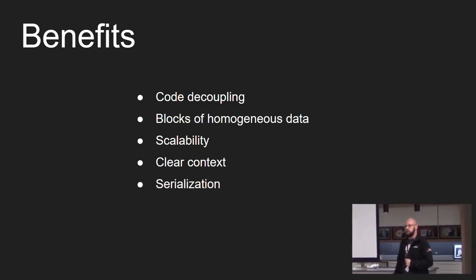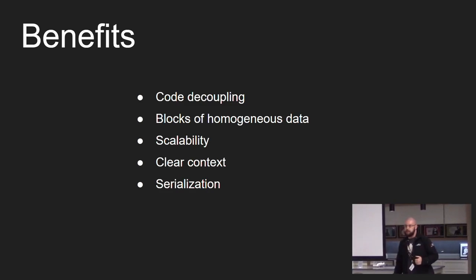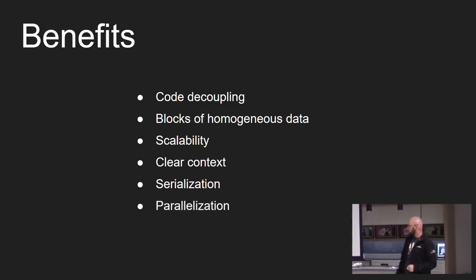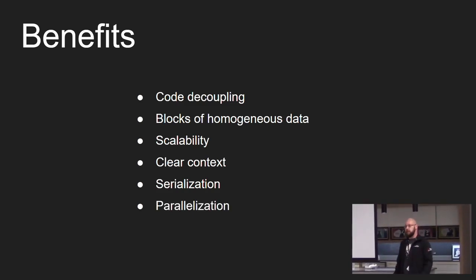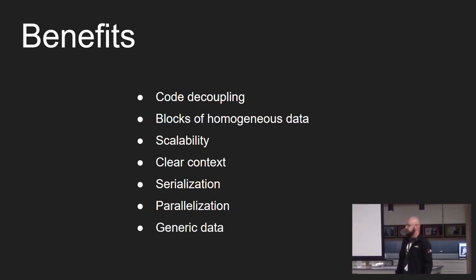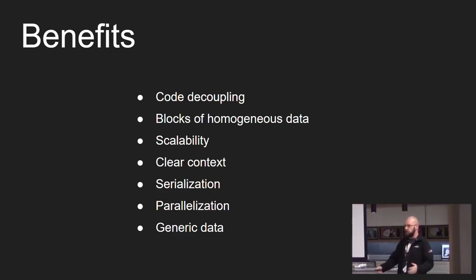Serialization is made easy with ECS because entities are just collections of data. Parallelization is also made easy because you can just take a system and put it into a separate thread and it works. ECS is as generic as you can make it. It's just data and it's just generic.